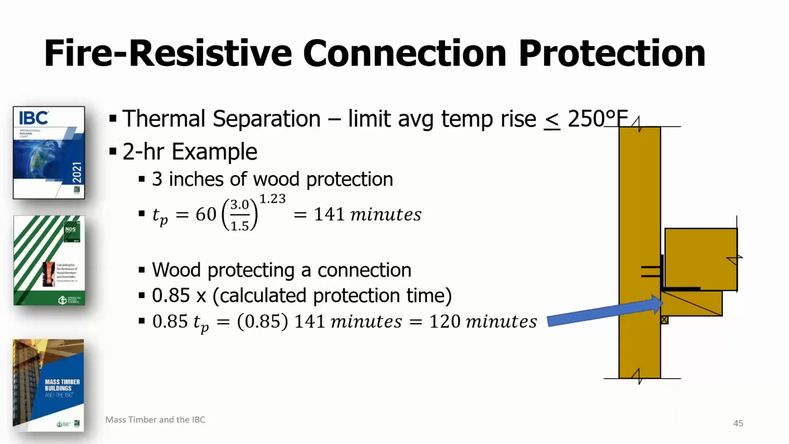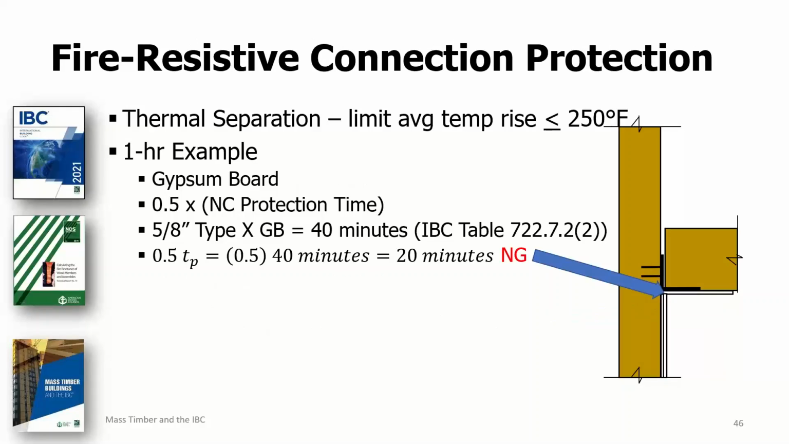That's the protection time. However, if this 3-inch thick layer of wood is used to protect a connection, then it also needs to provide thermal protection to limit the average temperature rise at the interface between the protection and the connection to 250 degrees or less. As noted above, the thermal separation time provided by this wood protection can be determined by multiplying the protection time by 0.85, and in this example, that would yield a value of 120 minutes or 2 hours. So it works out so that in this example, that would meet your 2-hour fire resistance rating design requirement.